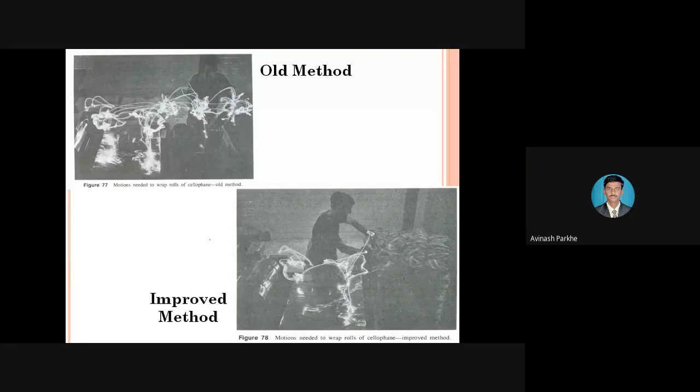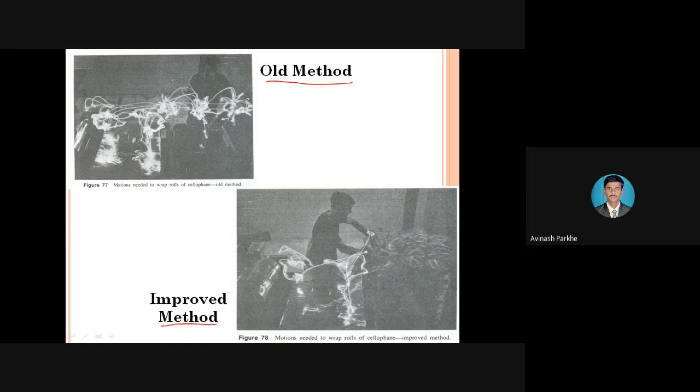What is the use of the micro motion study? Here two figures are represented. The first figure is applicable for the old method, and the second figure is applicable for the improved method. In the old method, we can observe that the white lines represent the movement taking place by the operator while performing the operation.